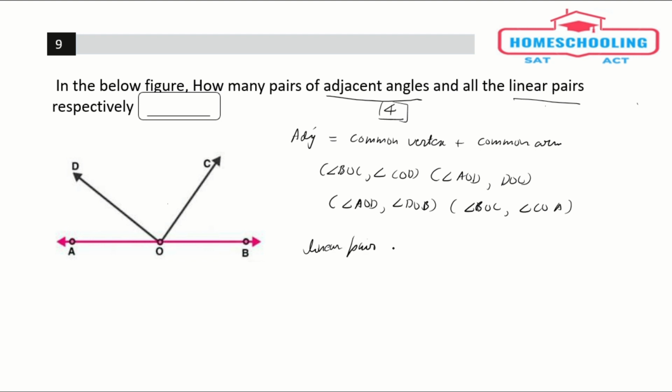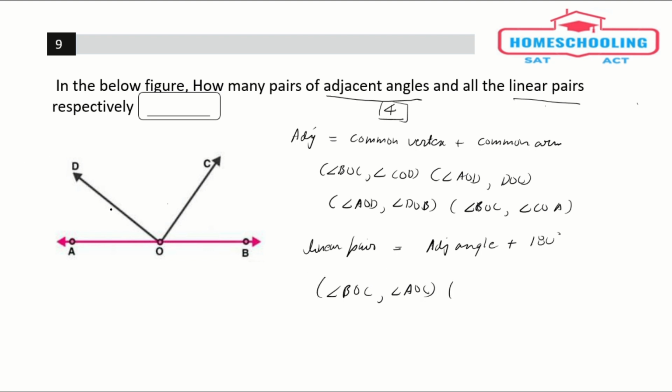Linear pair. In basics we have read that a linear pair should satisfy two conditions: it should be adjacent angles, and the sum should be 180 degrees. For adjacent angles we need to have a common arm. So if we take OC as a common arm, we can take these two angles, because the sum of these two angles would be 180. So angle BOC and angle AOC as one pair.